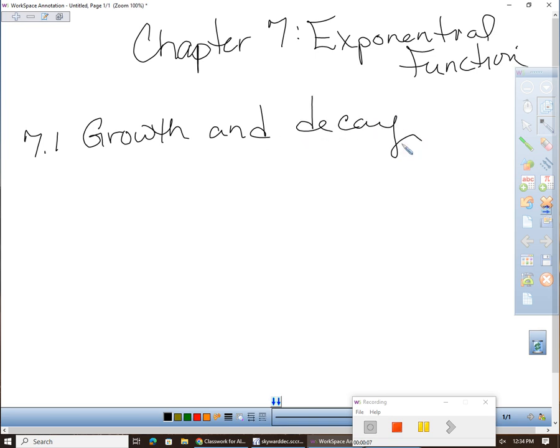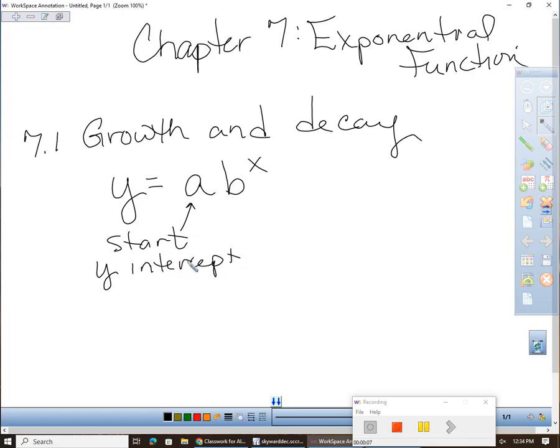First of all, an exponential function is always in the form y equals ab to the x, where a is your start, or you can think of it as your y-intercept. The b value, if b is greater than 1, then it's a growth. If b is between 0 and 1, it's decay.